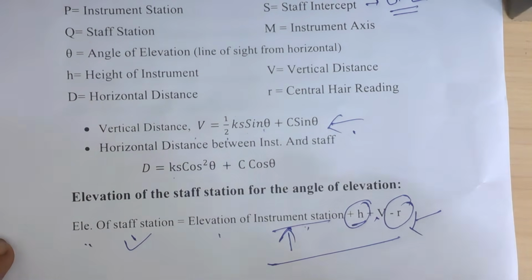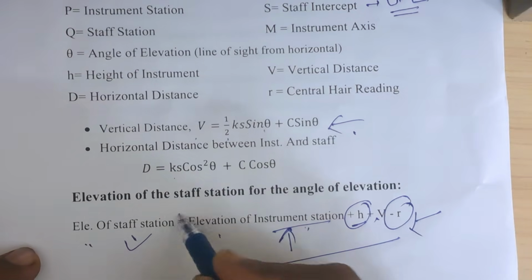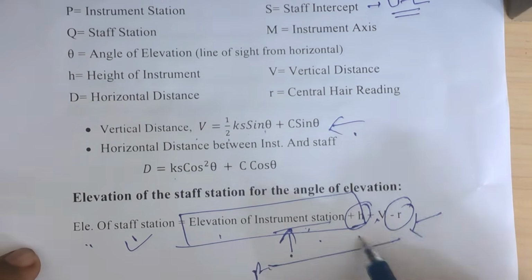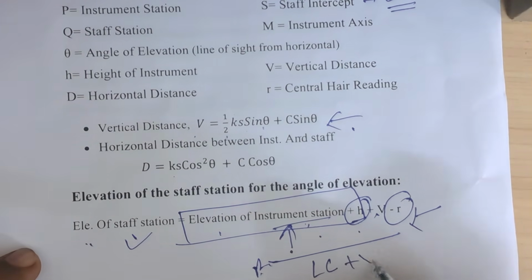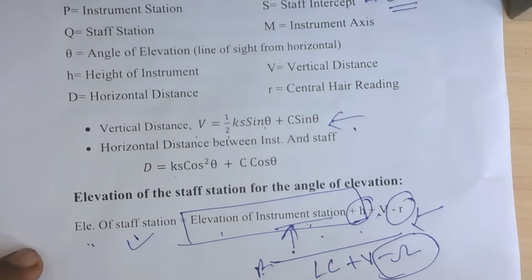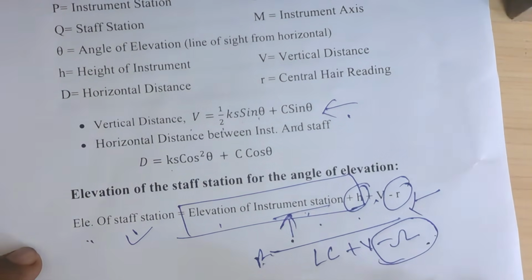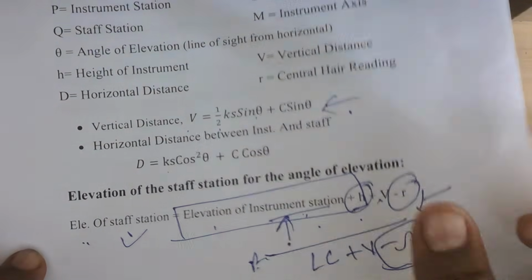If the RL of the line of collimation is given to you, you can skip these two points and directly write down the RL of LC, line of collimation, that is LC plus V minus R. Remember, R means the center reading, or you can say the middle reading. It is always subtracted from the vertical height when we observe the reading, whether it is a depression angle or an elevation angle.